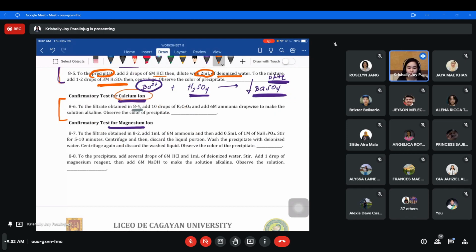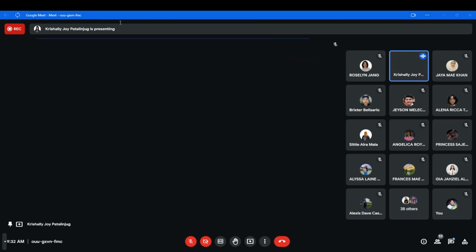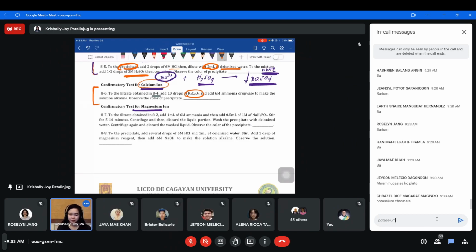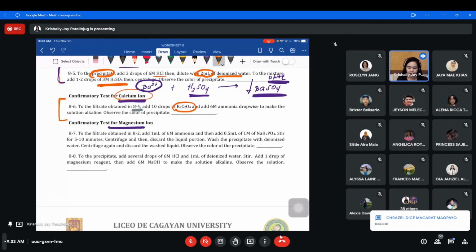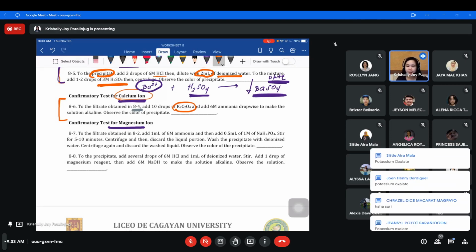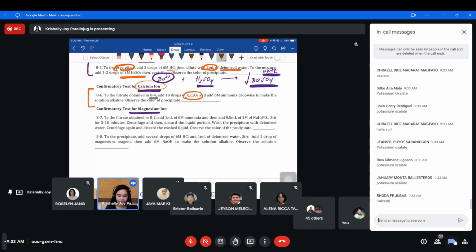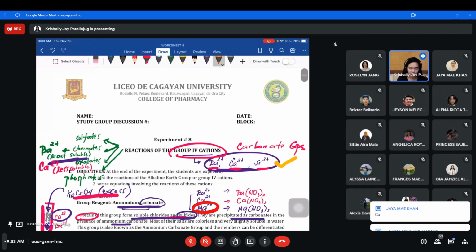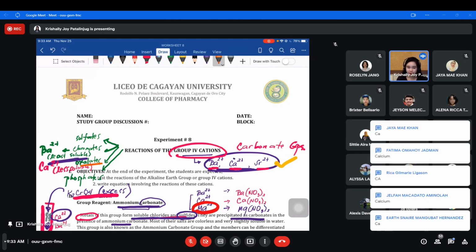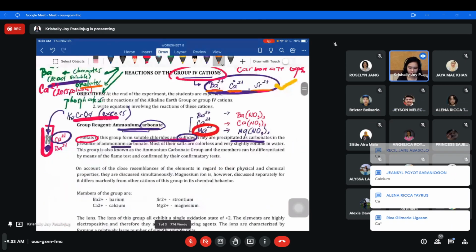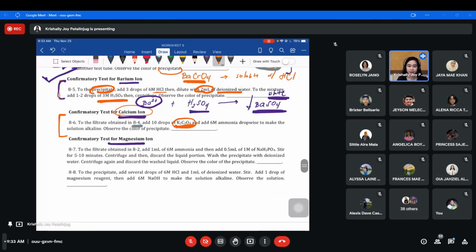What was used to confirm calcium ion? What is the precipitating agent? Go ahead, read it. K2C2O4. It's not chromate. It's potassium oxalate. Now, I mentioned earlier that there is an ion that is least soluble with oxalate. And what was that ion? Okay, very good. I said that among the oxalates of these ions, it's calcium oxalate that is less soluble. That's why oxalate is used here to confirm the presence of calcium ion.